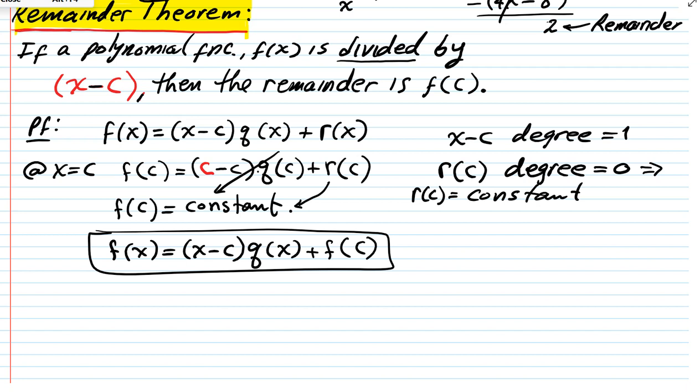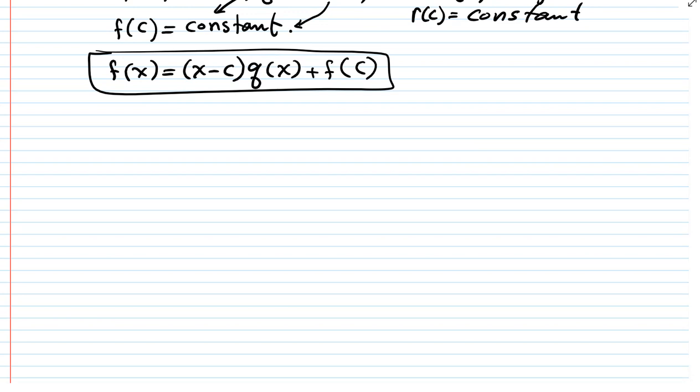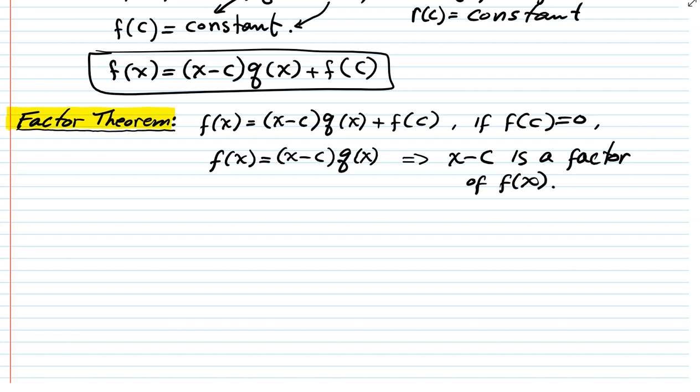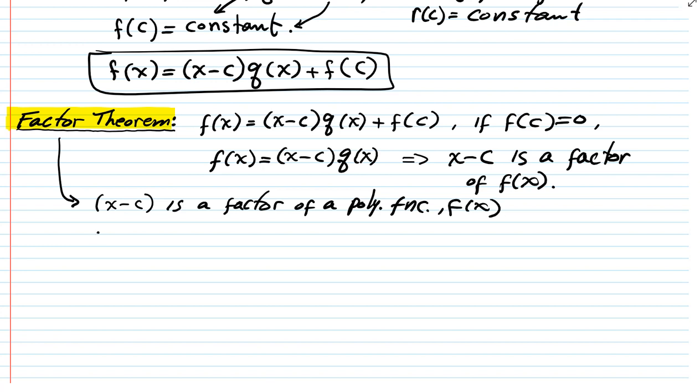Okay. Now a consequence of the remainder theorem is also another important theorem called the factor theorem. Okay, so let me write that theorem for you and then we'll talk about it. Okay, now this is pretty much the factor theorem. So the factor theorem goes like this. The actual theorem, this is kind of like the proof of it. Okay, the factor theorem says that x minus c is a factor of a polynomial function, call it f of x, if and only if f at c equals 0.